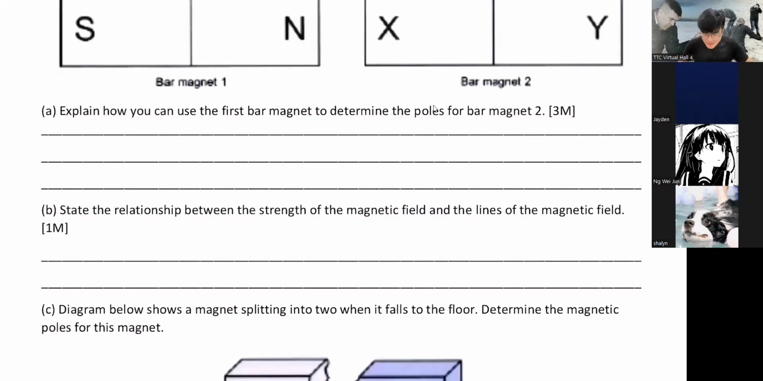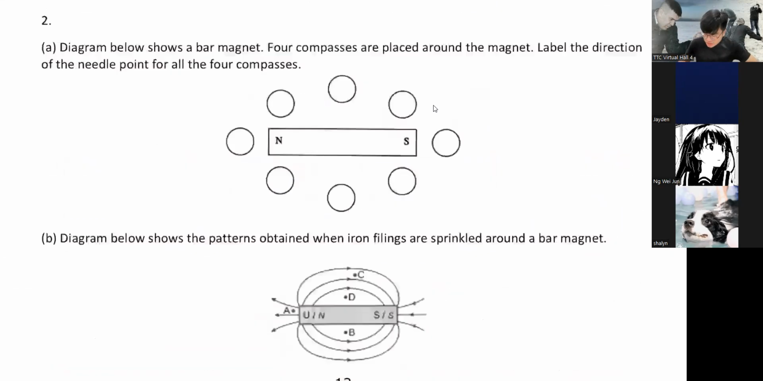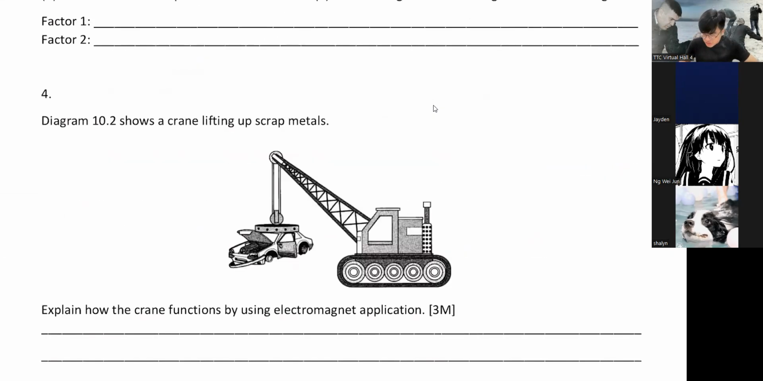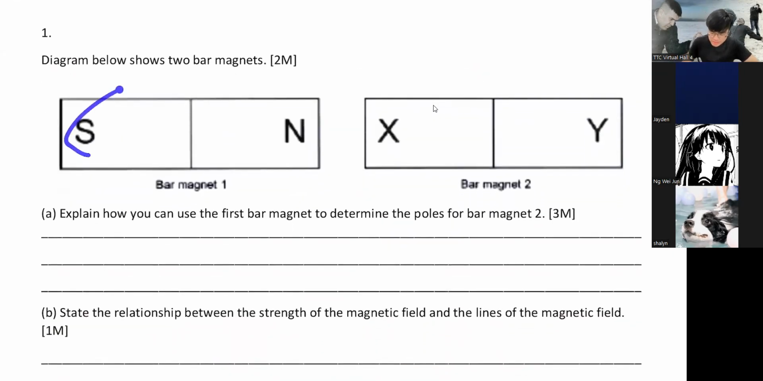Let's begin. Let's finish our exercise today. This is page 12. This is only 3 pages, so we will finish this very quickly. On page 12 there are 2 magnets here. You have bar magnet 1, north is here, south is here. And you have bar magnet 2, they just give you X and Y. They didn't say which is north and south.